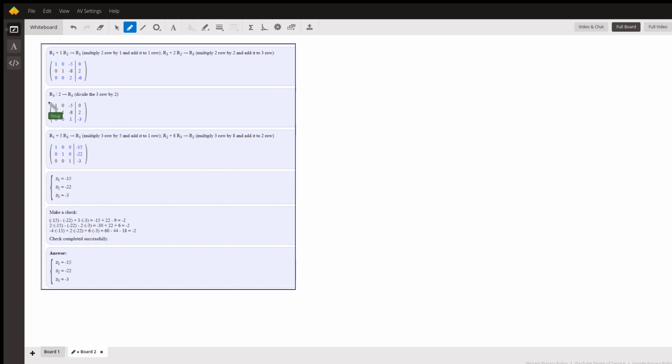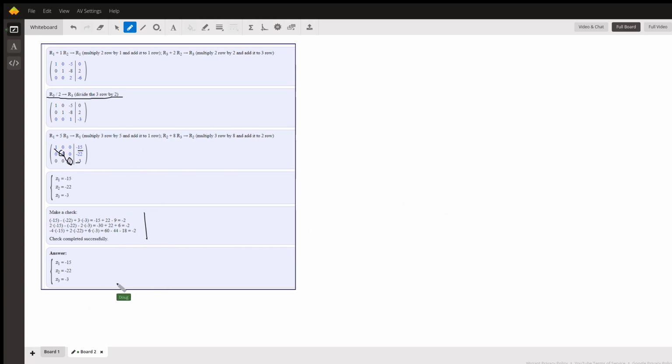If we keep doing these row transformations, you can divide any row by a non-zero constant, and you'll still have an equivalent matrix. The idea is to end up with ones along this diagonal, and that tells you that x sub 1 is -15, x sub 2 is -22, and x sub 3 is -3. And here they did the check for you.